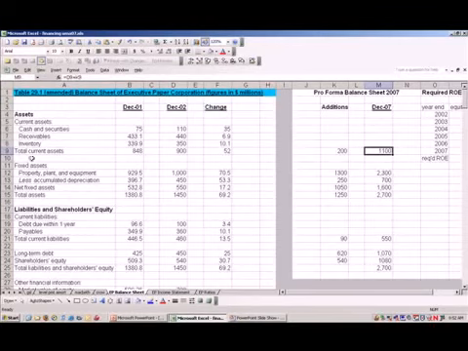Now let's look at fixed assets. In 2002, Executive Paper has $1 billion in fixed assets. Our asset requirements call for an increase in fixed assets of $1.3 billion, giving us a total target plant, property, and equipment in 2007 of $2.3 billion.